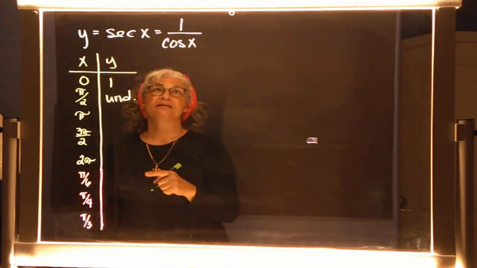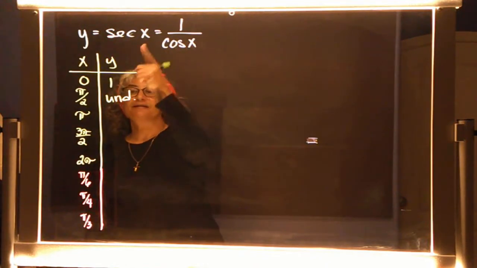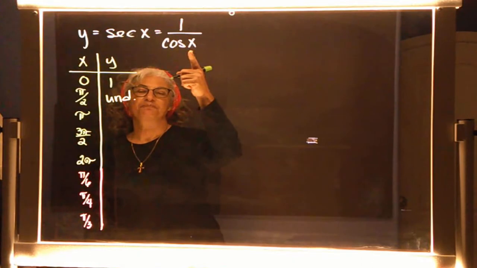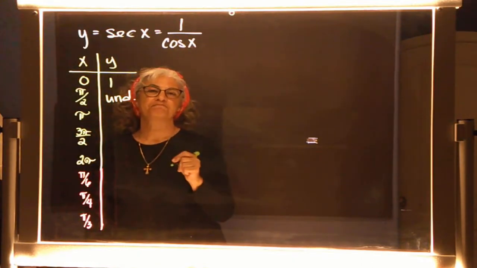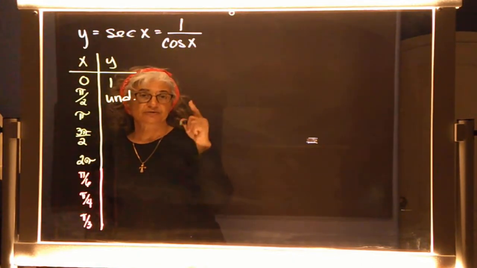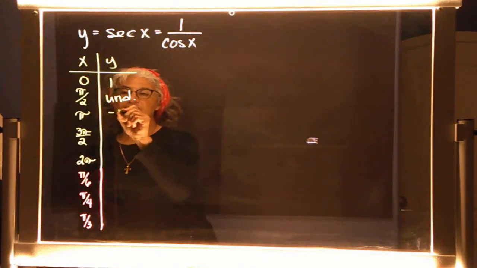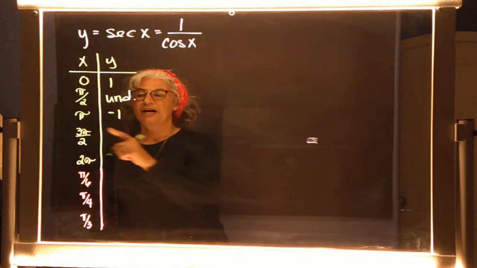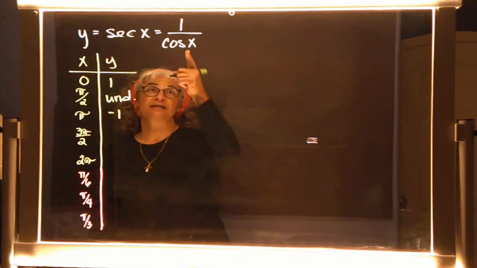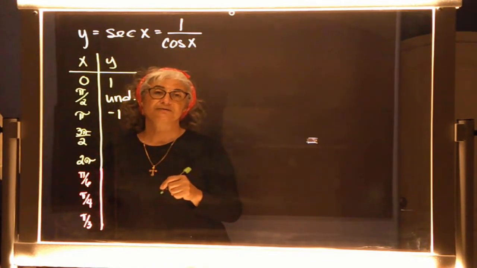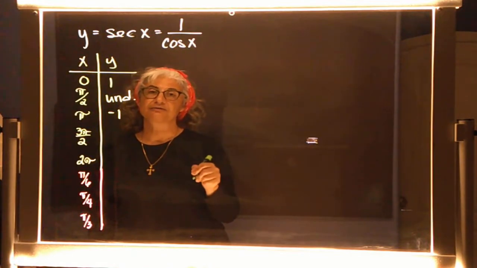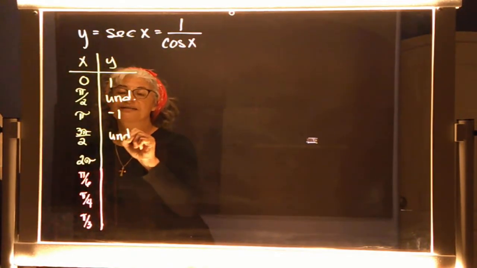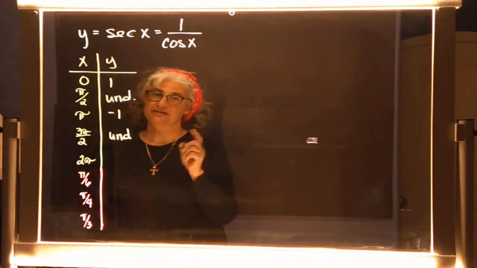Let's look at pi. If I want the secant at pi, what's the cosine at pi? Good, -1. Take its reciprocal, it's -1. So the secant of pi is -1. How about 3 pi over 2? What is the cosine at 3 pi over 2? Yeah, that's 0. Reciprocate it. So the secant at 3 pi over 2 is undefined.